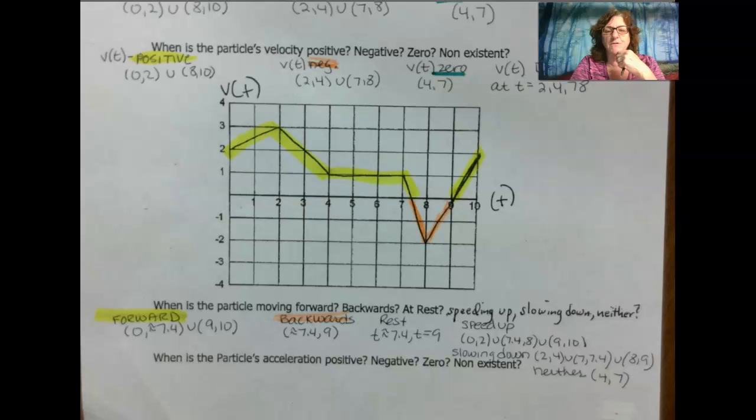Taking a look at the next set of questions, it's asking you about acceleration. We're looking at a velocity graph, but we're referring to acceleration. So where is the acceleration positive? We're looking for where the slope of v of t is positive. Where is acceleration negative? We're looking for where the slope is negative. Where is it 0? What would we be looking for? And non-existent, what would we be looking for? Everybody go ahead and see if you can figure out your answers for those.